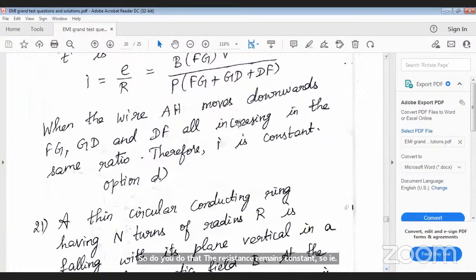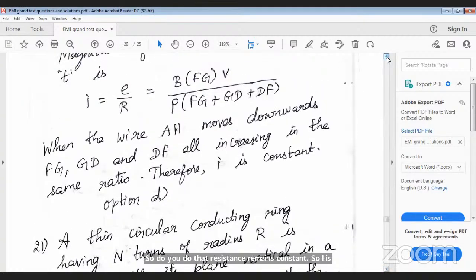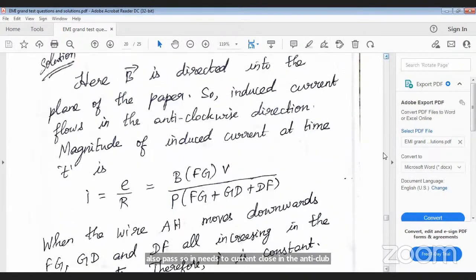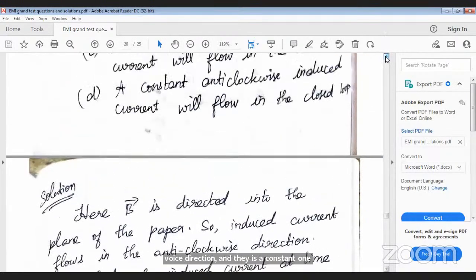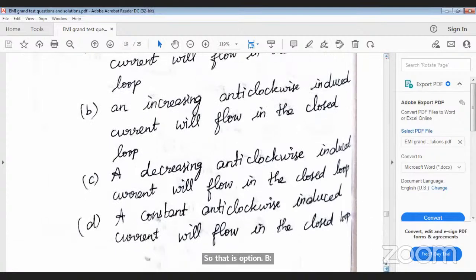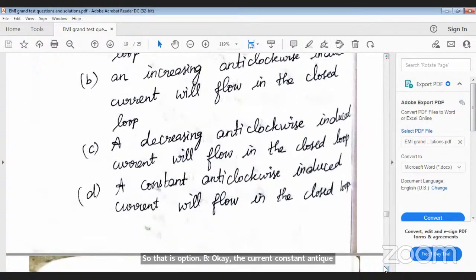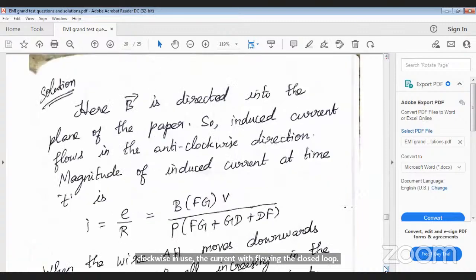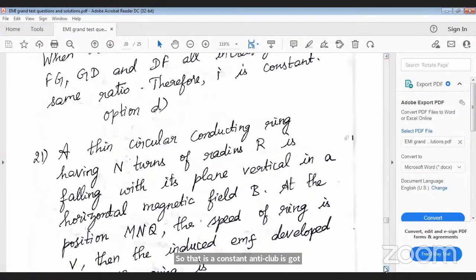So the induced current flows in the anti-clockwise direction, and it is a constant one. So that is option D. A constant anti-clockwise induced current will flow in the closed loop. Then question number 21.